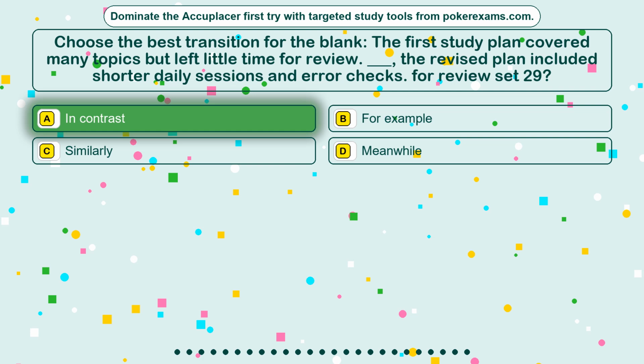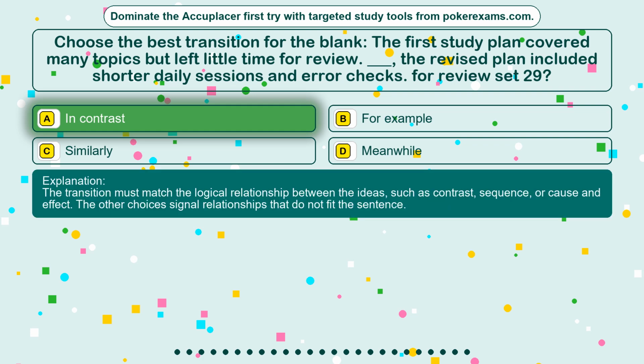The correct answer is option A. In contrast. The transition must match the logical relationship between the ideas, such as contrast, sequence, or cause and effect. The other choices signal relationships that do not fit the sentence.